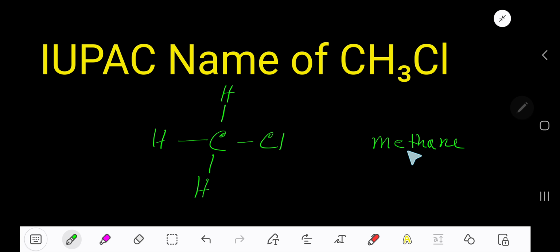Okay, METH, meth means one carbon. Then, since there is no double bond, this is alkane. From alkane, you have to take ANE. So the parent hydrocarbon is here methane. Then here we have a substituent which is chlorine, but as substituent it will be chloro.